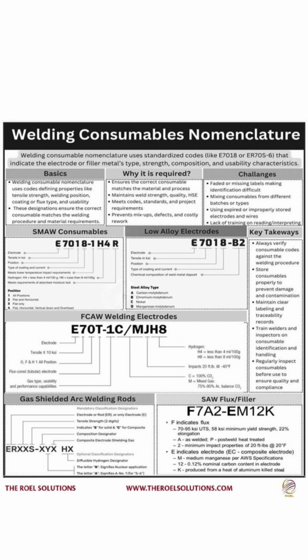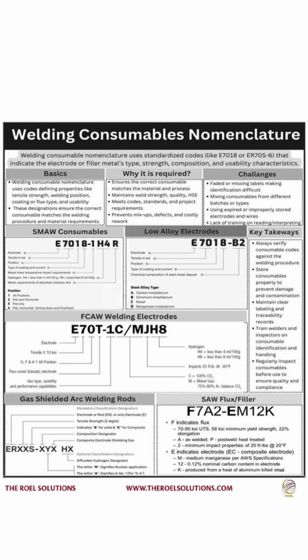Segment 3. GMAW and GTAW wire nomenclature, example ER70S-6. Next up, MIG and TIG wires. Example, ER70S-6. Let's decode it.